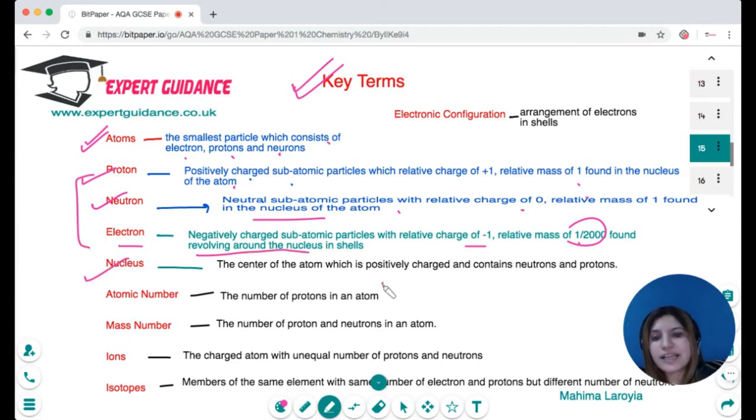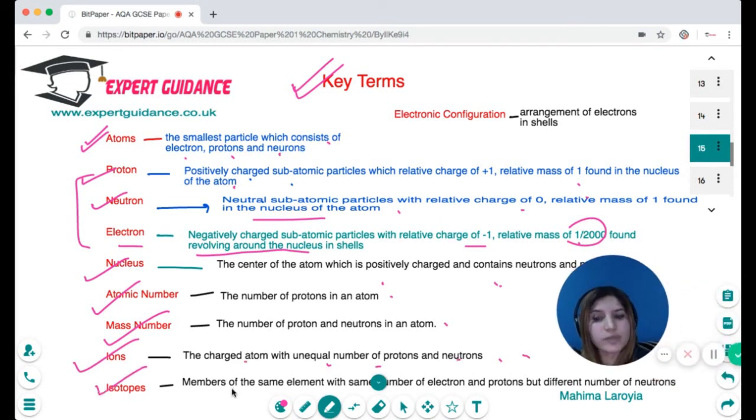Nucleus is the center of the atom with the positive charge, which contains neutrons and protons. Atomic number is the number of protons. Mass number is the number of protons and neutrons. Ions is a charged atom with unequal number of protons and electrons. What are isotopes? Atoms of the same element with the same number of electrons and protons but different number of neutrons. Electronic configuration is the arrangement of electrons in shells.